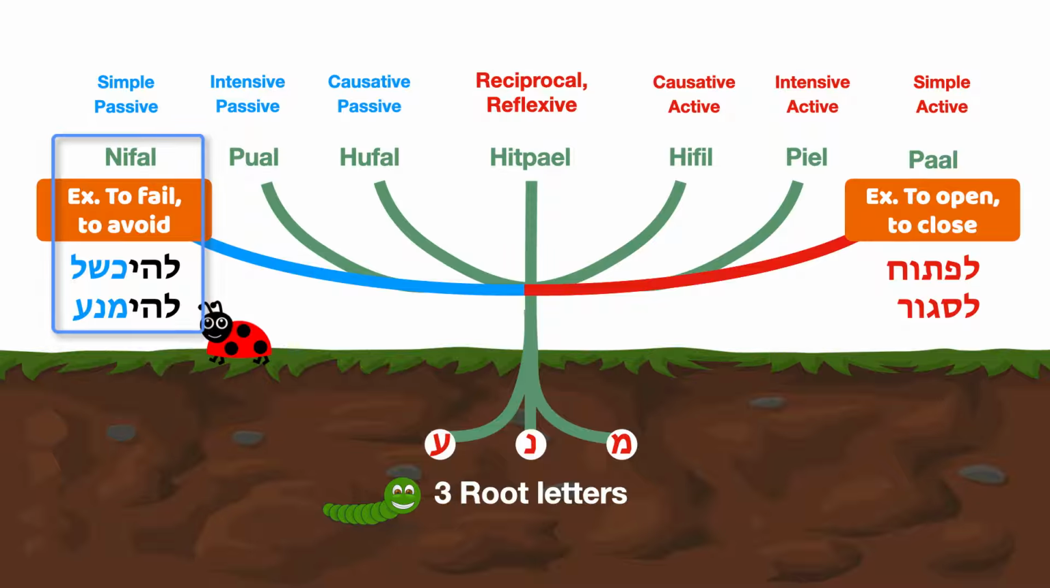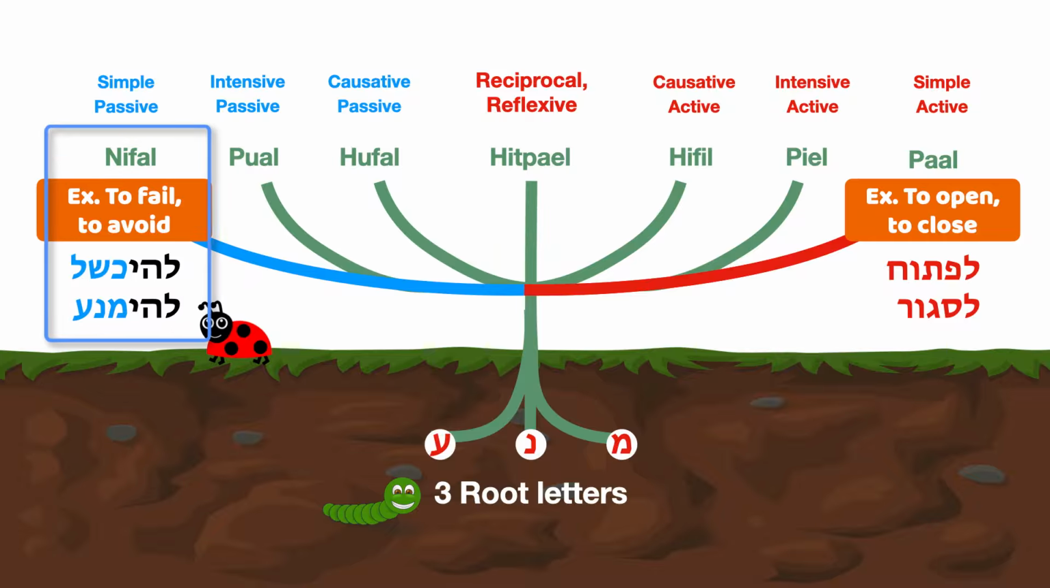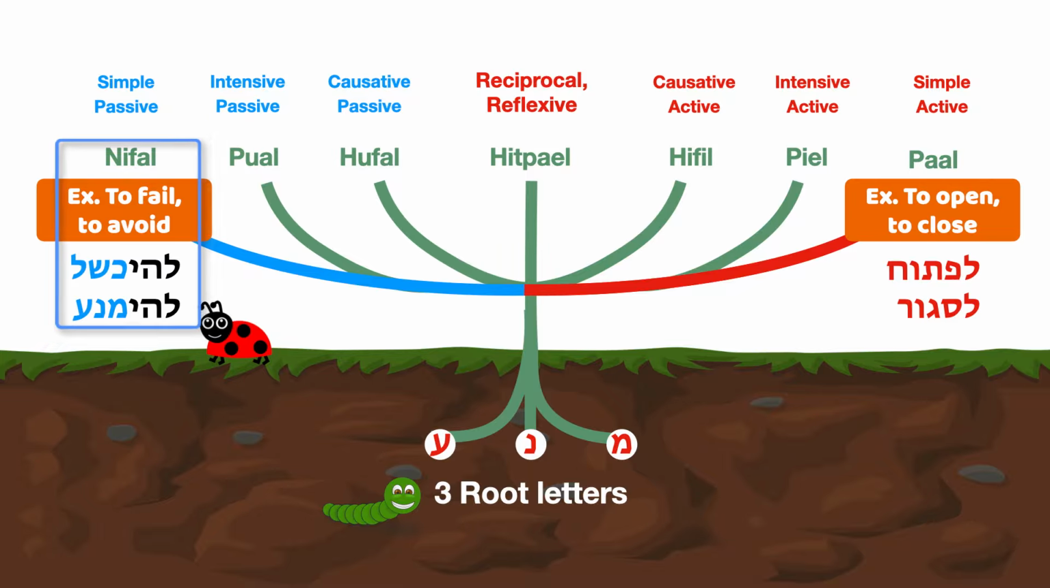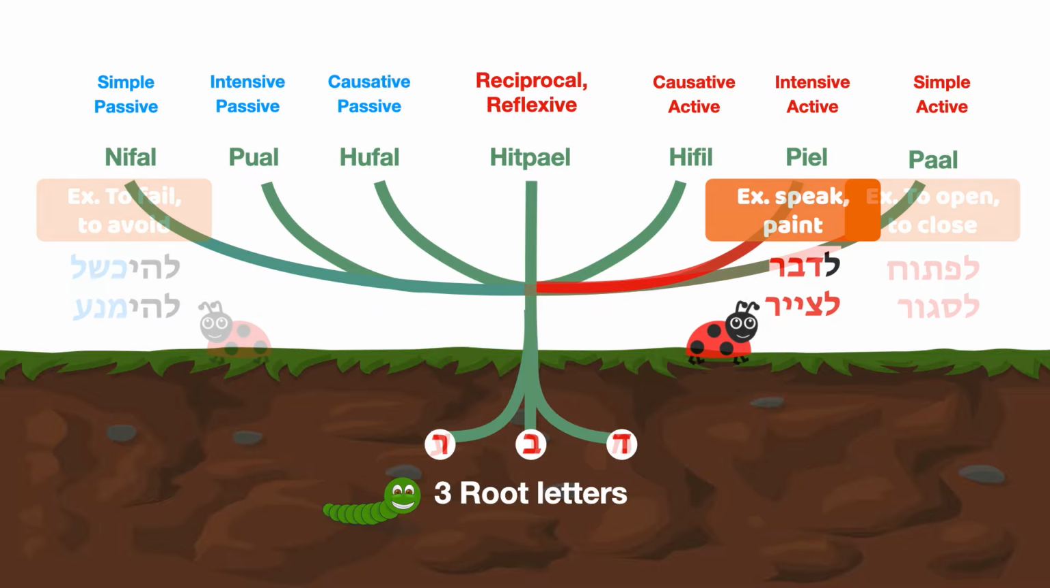As you can see in these examples, Nephale verbs are the passive counterparts of Pual verbs. Nephale verbs are often acts related to circumstances, instead of the active efforts often seen in Pual verbs. But keep in mind that there are exceptions. Some Pual verbs are active actions.